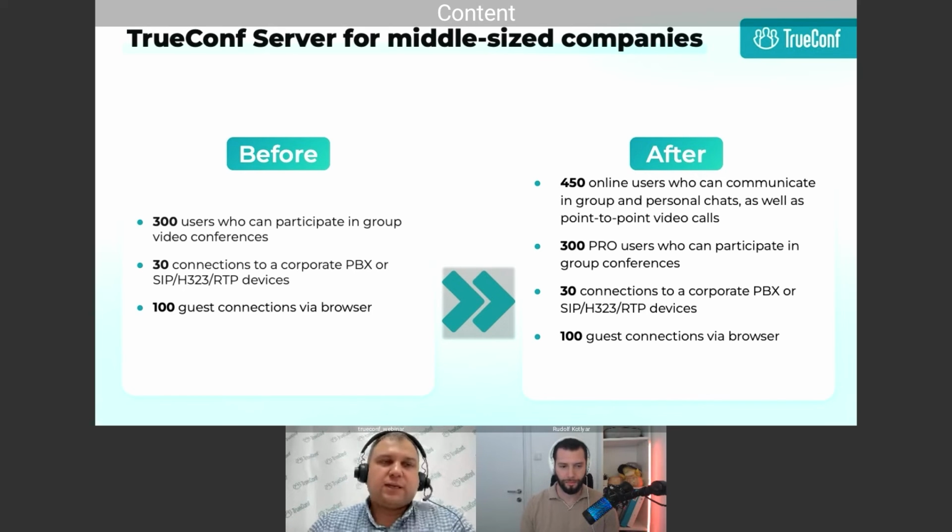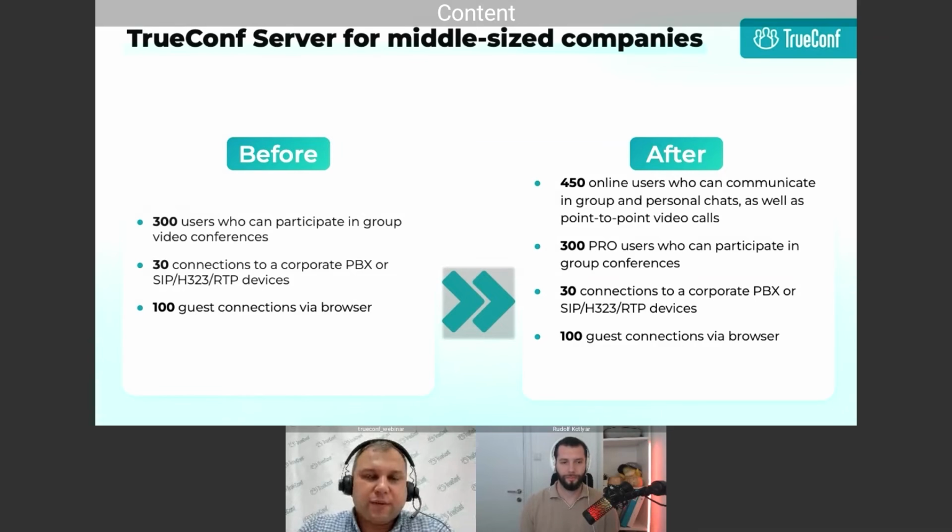Another example: if the customer has 300 online users, after the upgrade to version 5.3 this customer will have 450 online users and 300 Pro users, while other parameters in the license, like SIP connections and guest connections, will remain intact.